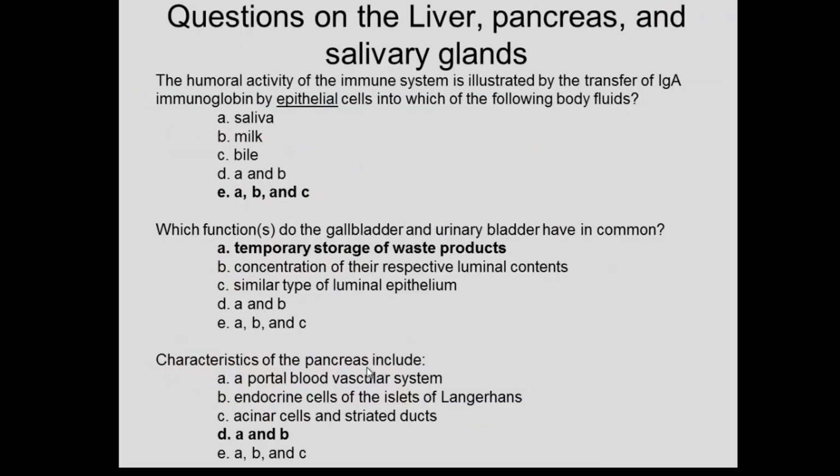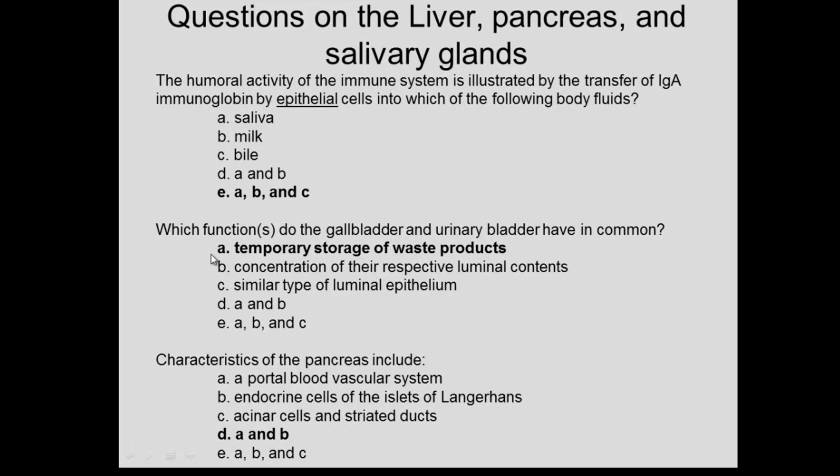We have some questions on the liver, pancreas, and salivary glands. The humoral activity of the immune system is illustrated by the transfer of IgA, immunoglobulin, by the epithelial cells in which of the following fluids? Saliva? Yes. Milk? Yes. Bile? Yes. The answer is E. All these body fluids will have antibodies associated with them.